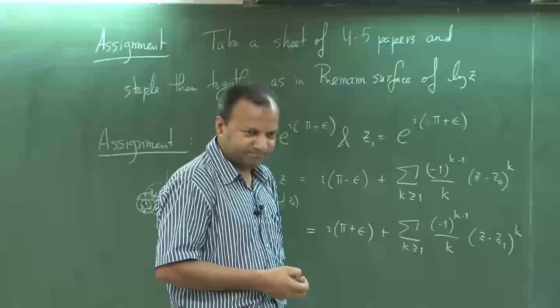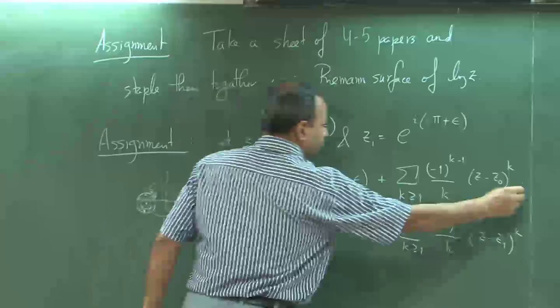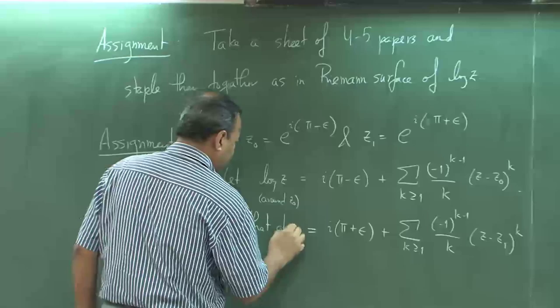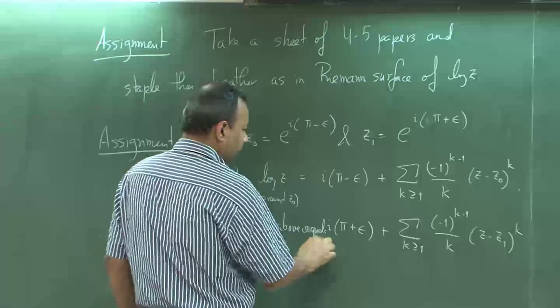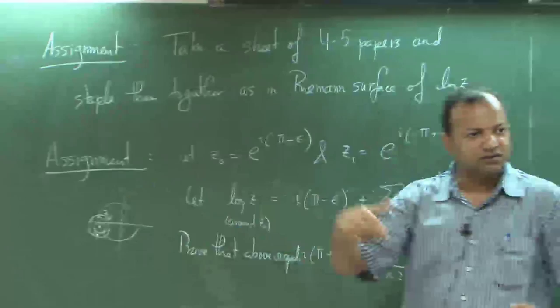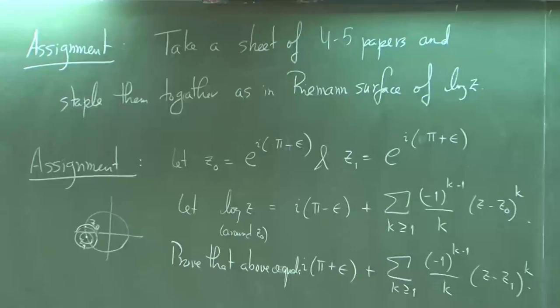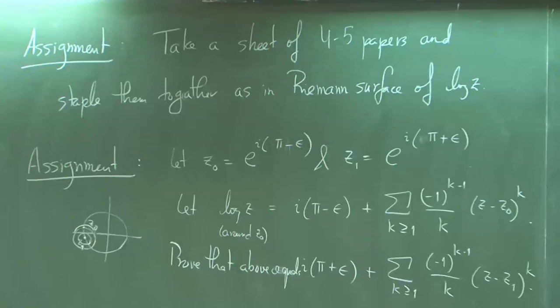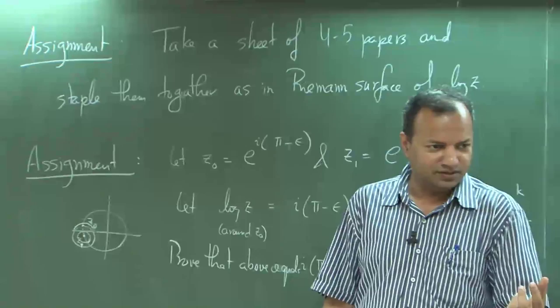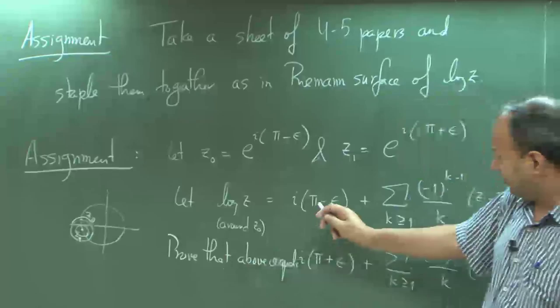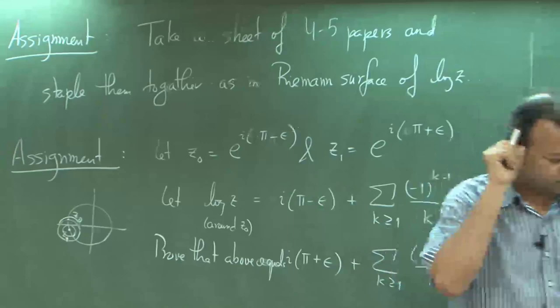Okay. So, prove that. So, this clearly establishes the fact that the power series around z 0 coincides with the power series around z 1. And therefore, that is certainly not the power series given by the log 0 z at z 1, because log 0 z at z 1 will have a minus epsilon plus pi here. Okay.